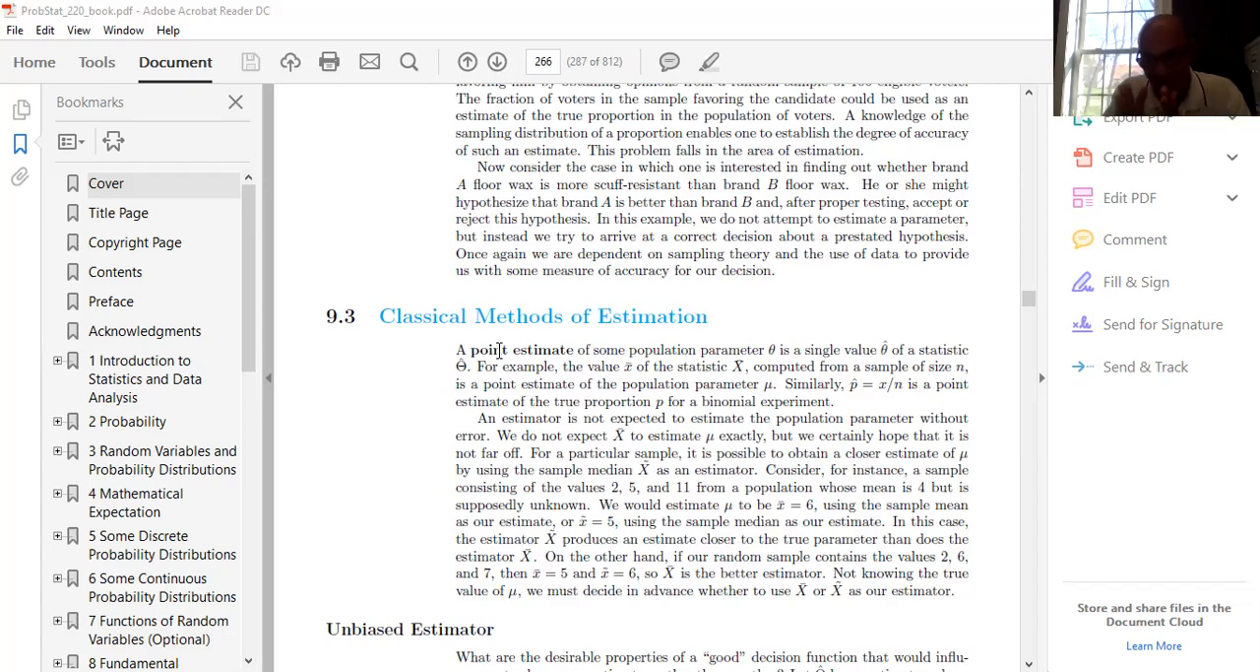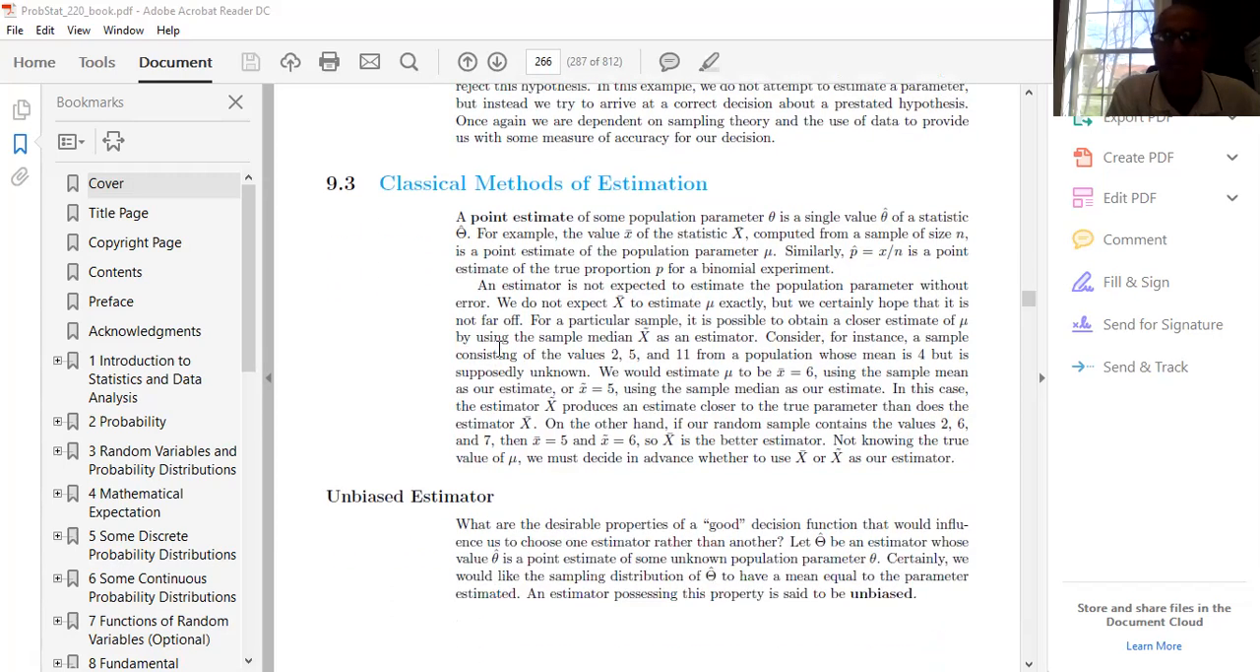That nu value is not far off the actual value. And for a particular sample, it is possible to obtain a close or closer estimate of nu by using the sample median x bar as an estimator. And just keep in mind this thing: when the mean equals the parameter being estimated, an estimator possessing this property is said to be unbiased. So that is what we mean by an unbiased estimator.